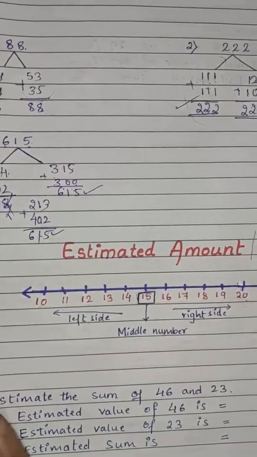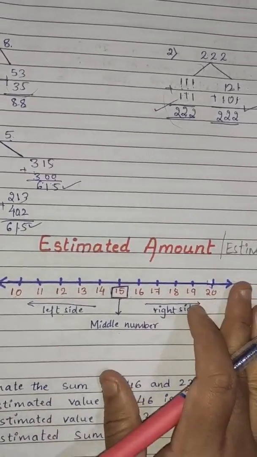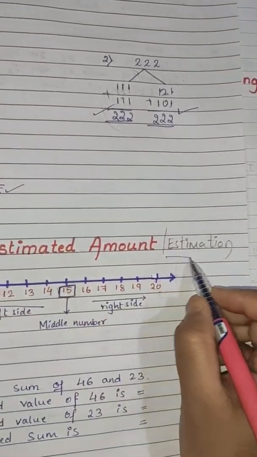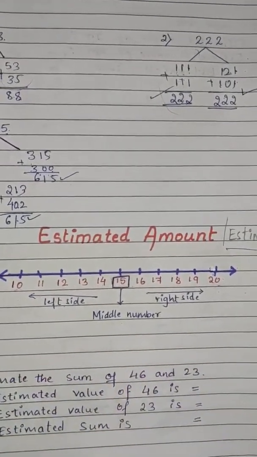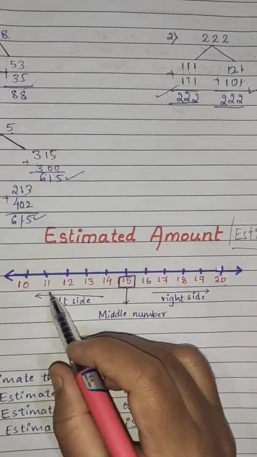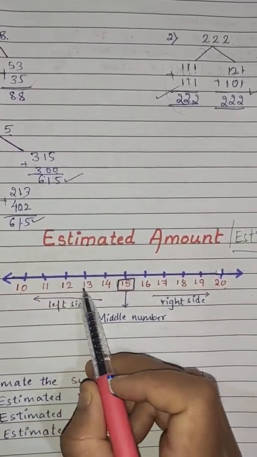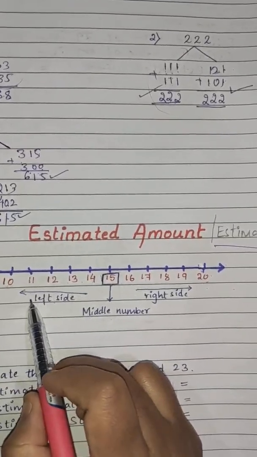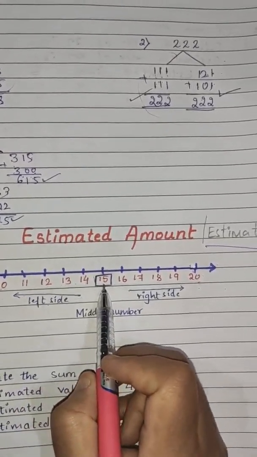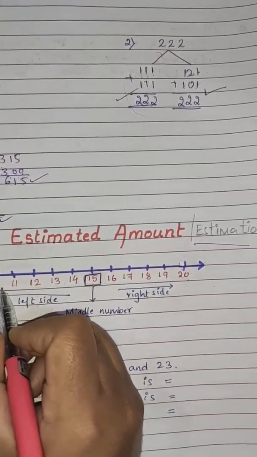Understood? So now what is this estimation? Yes, so what is this estimation? So here the numbers 11, 12, 13, 14 which are towards the left side of 15 are near to the 10.